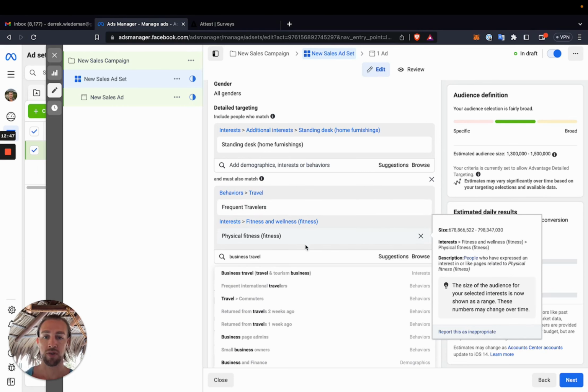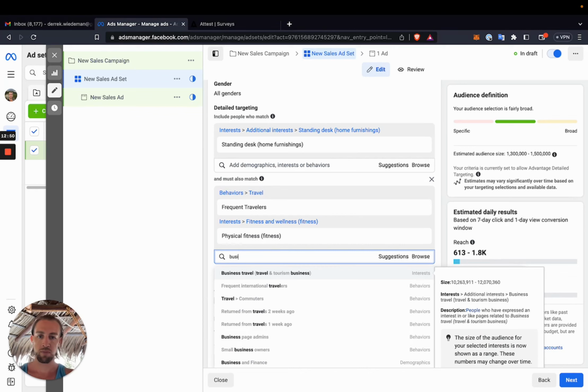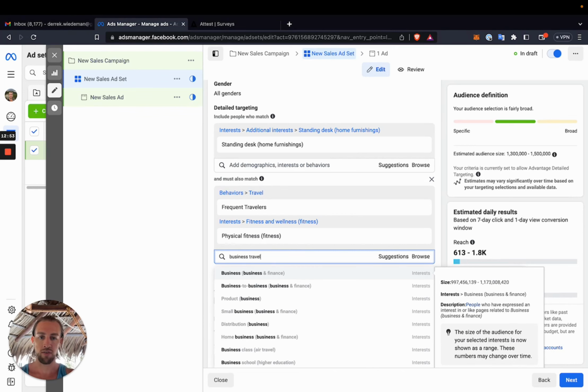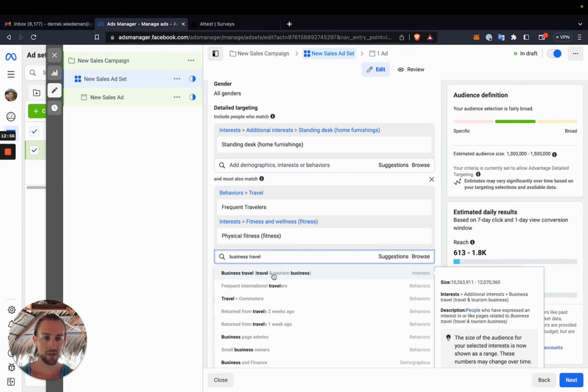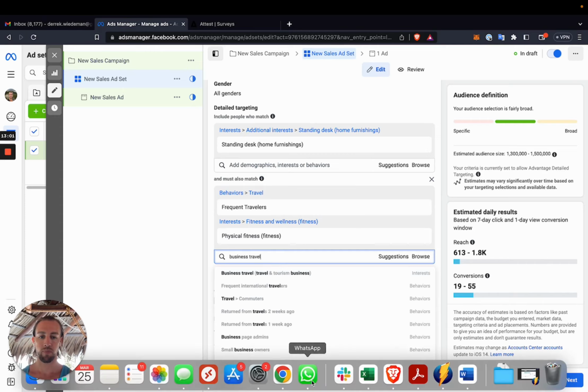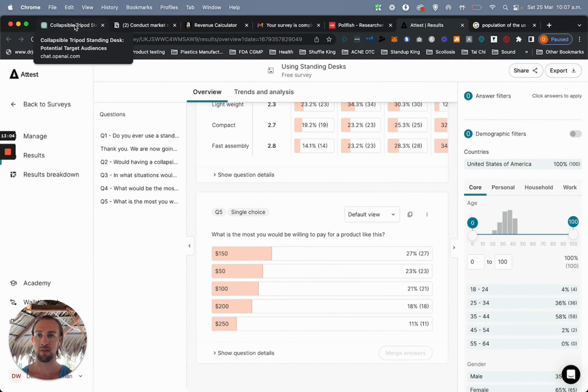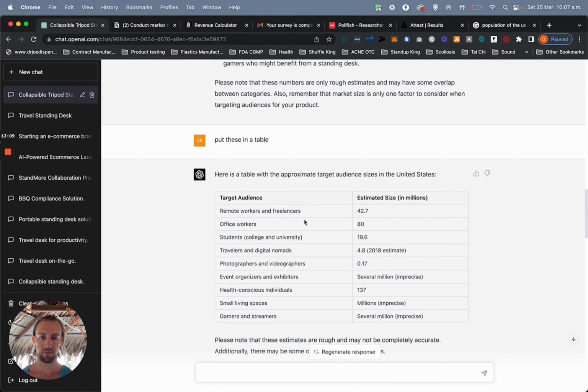You can put in people that are interested in physical fitness, and you can basically pick any type of thing, like business travel, and type that in. Okay, business travel interests: there's 10 million people interested in that. So basically we can look at the types of audiences that were identified by ChatGPT and then try to find audiences on Facebook that line up with those, to see how we are going to be able to market to these people. Well, we can do it with Facebook, using their pretty sophisticated marketing algorithm. Just another thing to do some research and build your potential audiences.